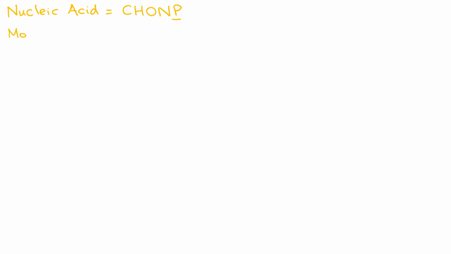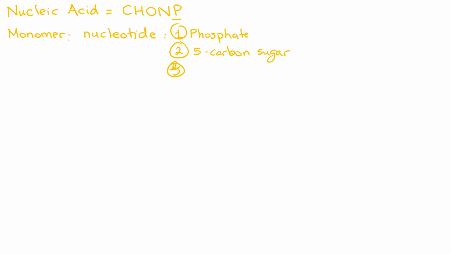Monomer would be the nucleotide. And the nucleotide actually has parts to it that you need to know. 3 parts to it. So the first one, again, I like to do it in how it's structured. Phosphate. Number 2, we have the 5-carbon sugar. And finally, number 3, we have the nitrogenous base.